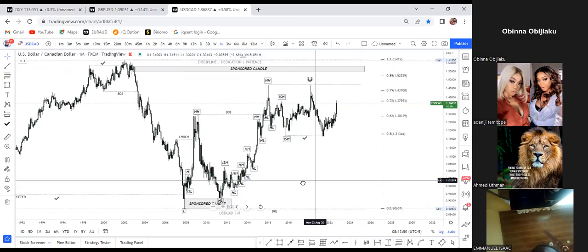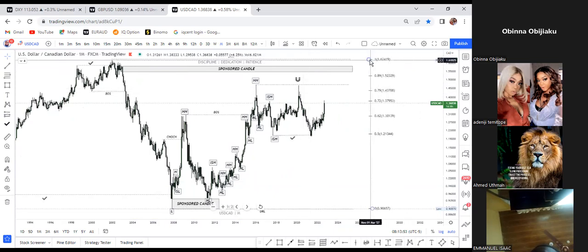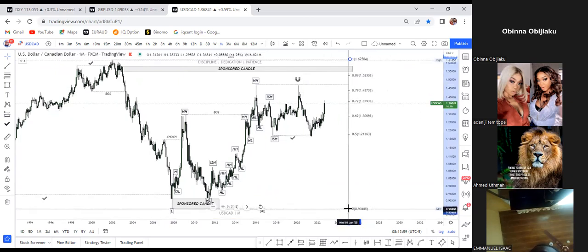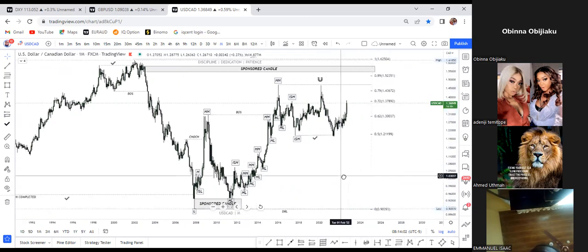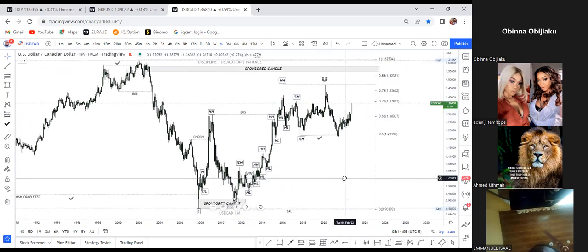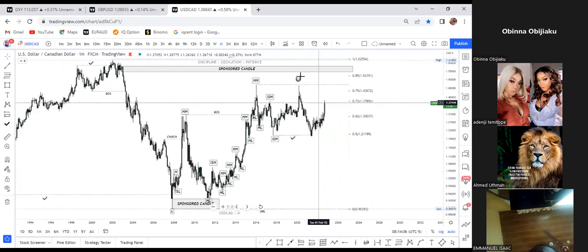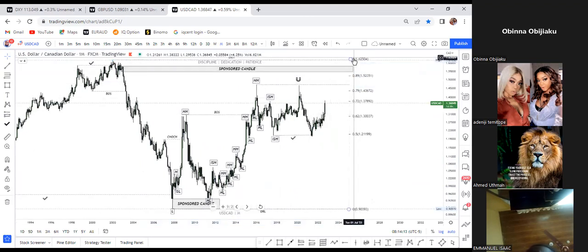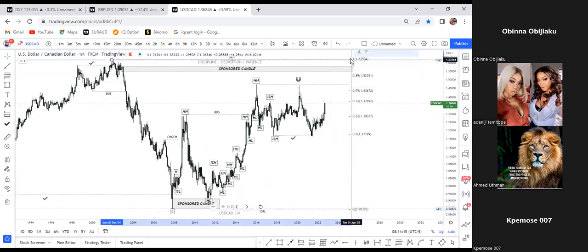Guys, take note, on the monthly, how do you mark your dealing range? Your dealing range high must have taken liquidity and your dealing range low must have taken liquidity. A low that took out liquidity and a high that took out liquidity, they are strong zones. Very, very strong zones there.